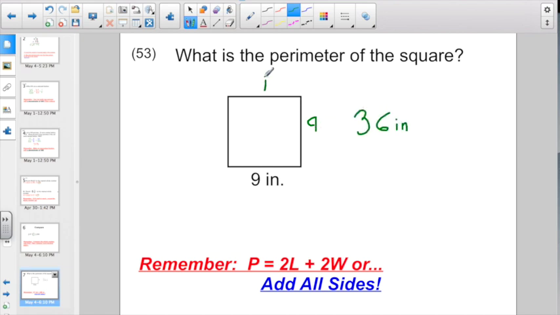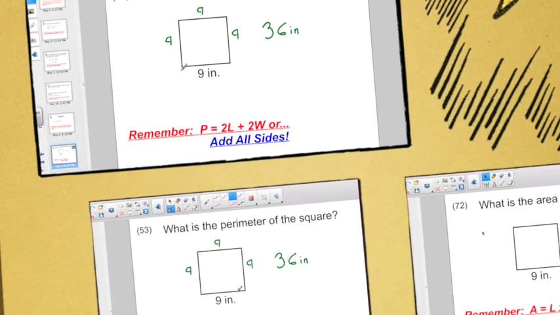You still also could have just gone 9 plus 9 plus 9 plus 9. If that formula with the 2L and the 2W gets you messed up, just add all the sides.